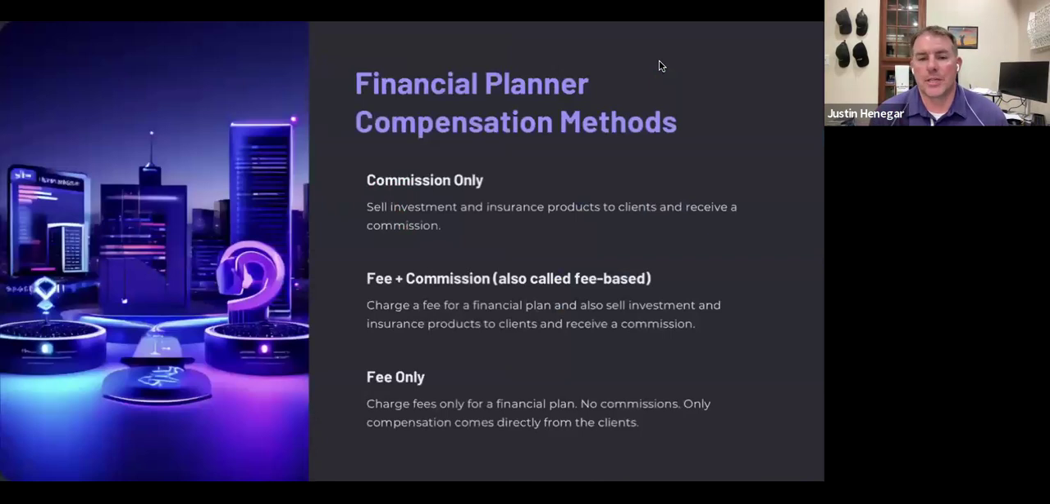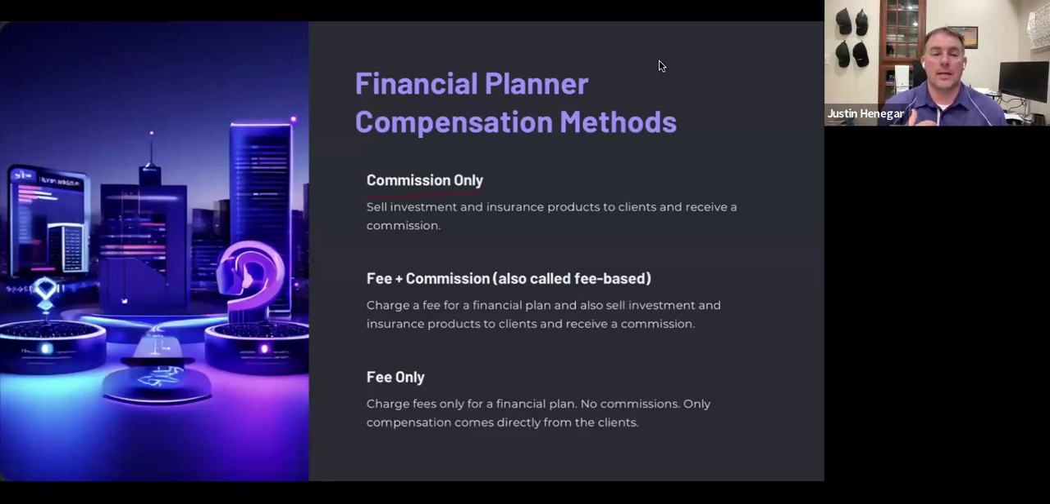How do those individuals get compensated? Well, there's really a plethora of ways that they can do that. One is they can get paid on the product that they sell you. Okay, that's this idea of commission only. Think of a car salesman. They don't get paid unless they sell a car, right? So they're going to sell you a car and then they're going to get paid.